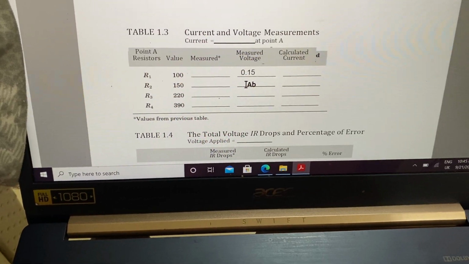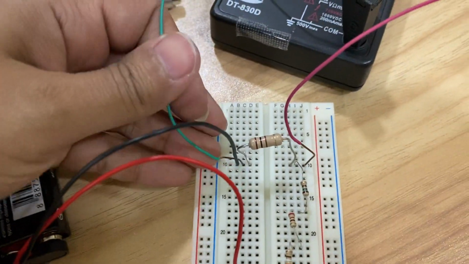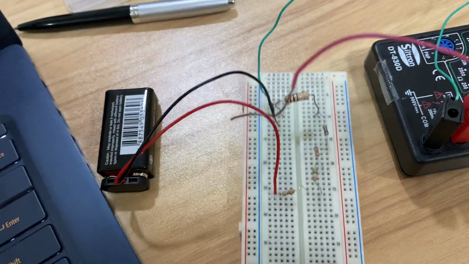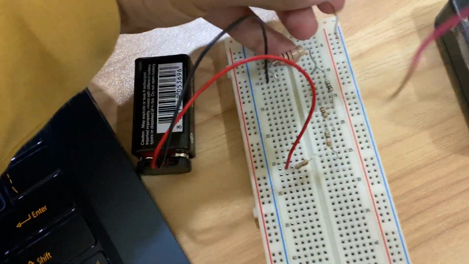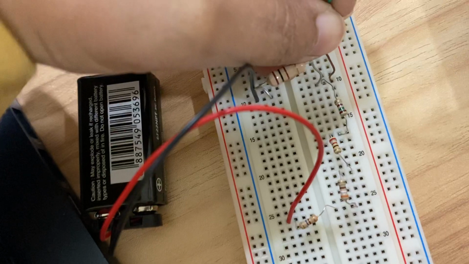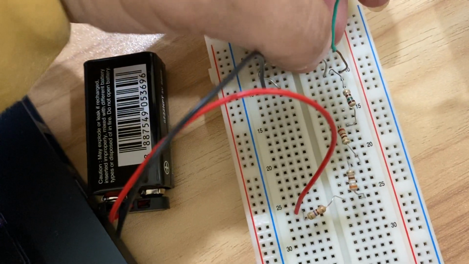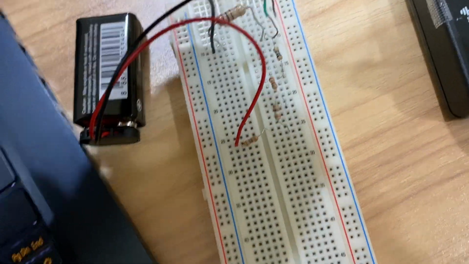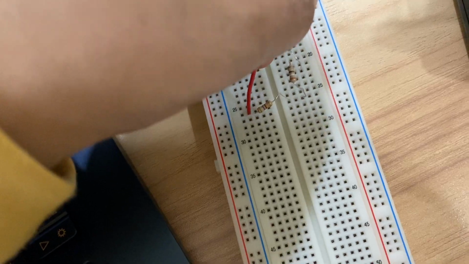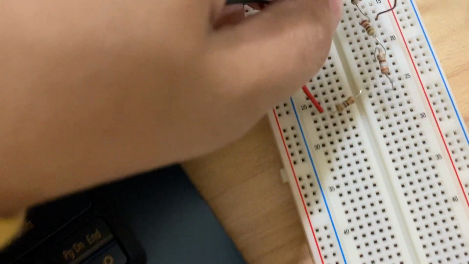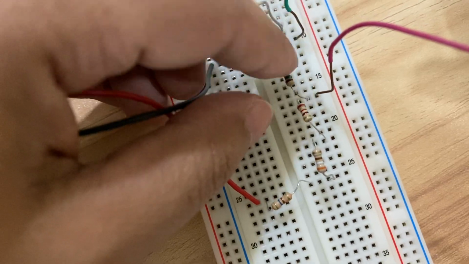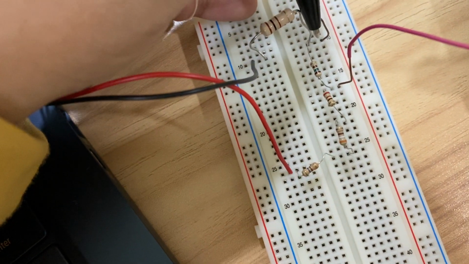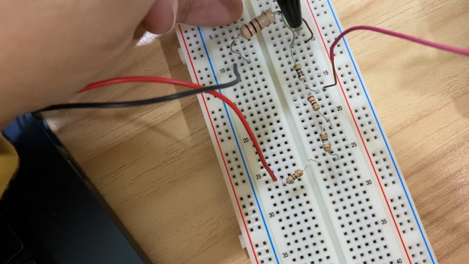I will do the same with the second one. I will take the voltmeter now, and I will connect the voltmeter in parallel with the second resistance. So the first end is in the same column as the first end of the resistance, and the second wire is in the same column as the second end of the resistance. In this way I call the connection here parallel.